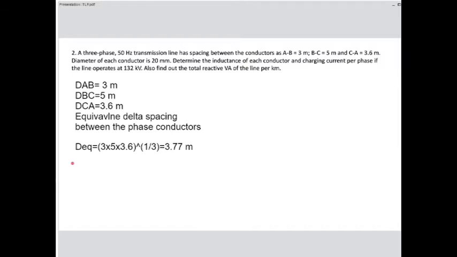Now when we have that, we can calculate the inductance of each phase conductor. It's the same formula. L is equal to 2 times 10 to the power minus 7 times log of D equivalent over R prime, and find out the value. R prime is again 0.7788 R.